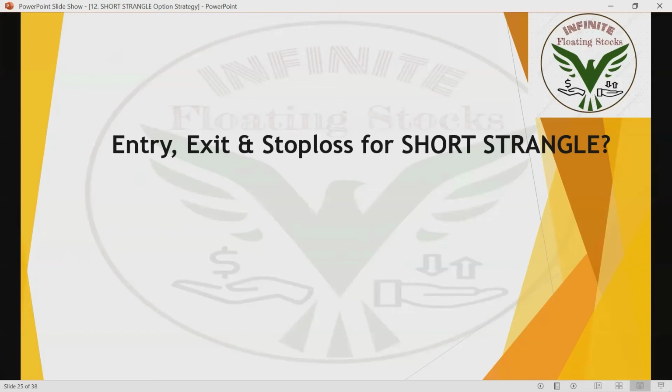Now you need to know when to enter, at what time to enter, when to exit, at what time to exit, and what should be the stop loss. These three points are very important. First, when to enter and why to enter. Second, when to exit and why to exit, at what time to exit. And third, stop loss, which is very, very important. You should not be ignoring stop loss. You should not be forgetting stop loss.